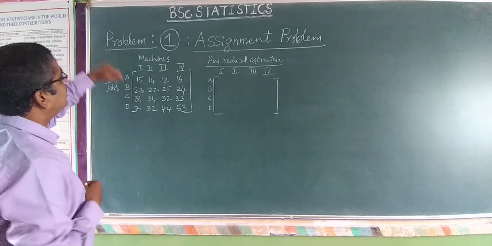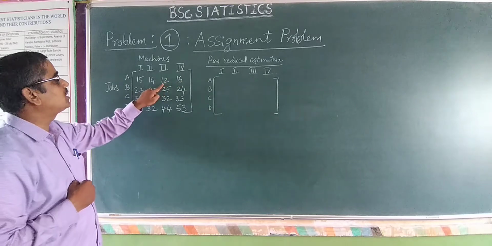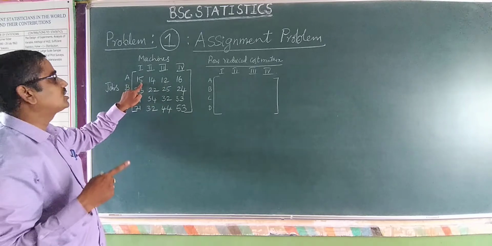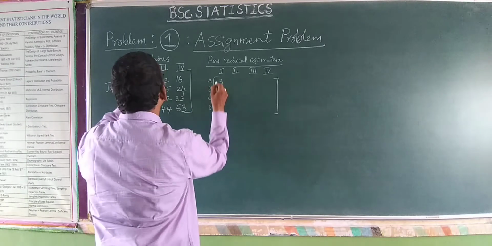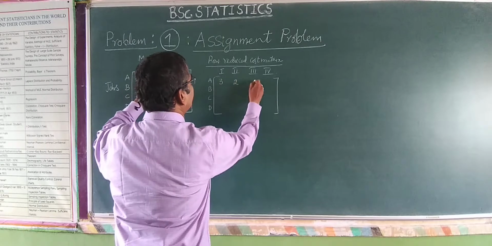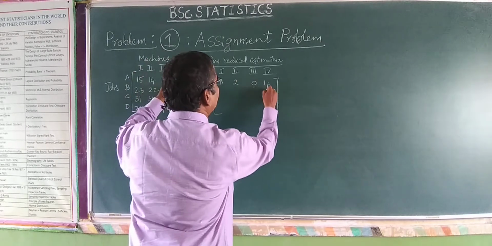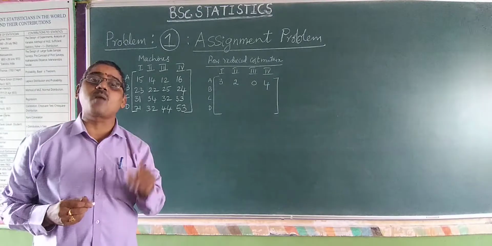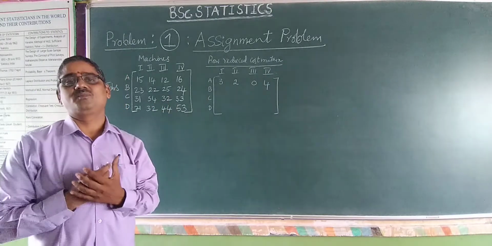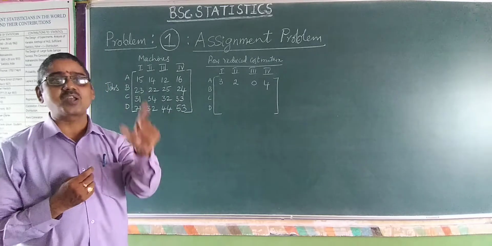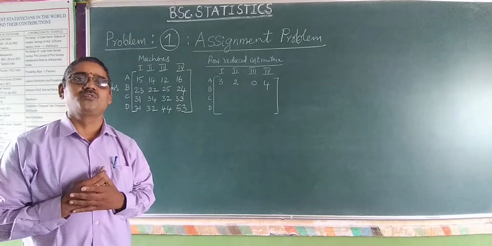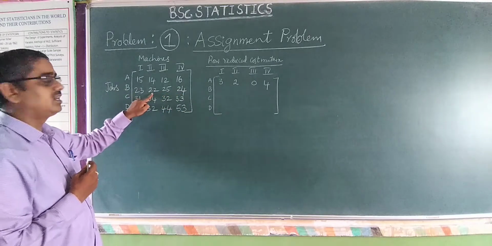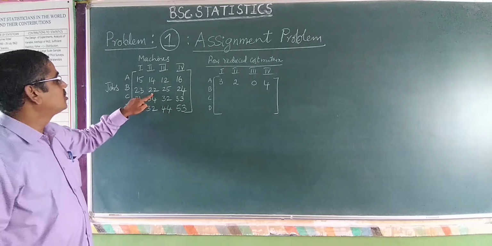You consider here the minimum cost in the first row, it is 12. So subtract 12 from all the elements. 15 minus 12 is 3, 14 minus 12 is 2, 12 minus 12 is 0, and 16 minus 12 is 4. So that at least a single 0 is obtained in the respective row. That is very important. For that purpose only we are calculating in this fashion. Similarly, consider the second row and the smallest cost in the second row, 22.